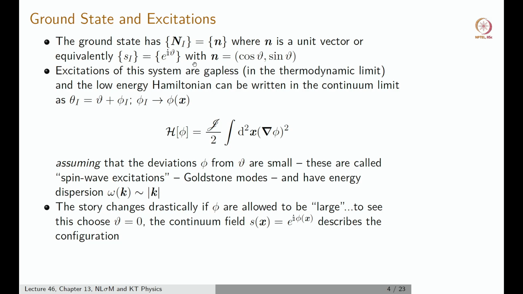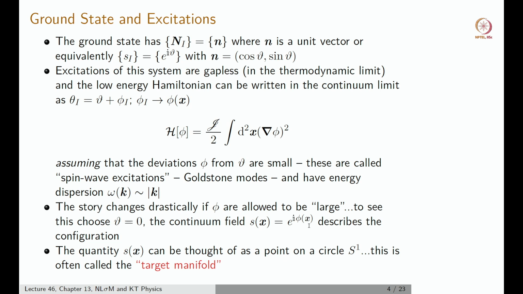So what I will do, just for simplicity, and it's not anything that is restrictive, is set this theta to 0. So I'm choosing the broken symmetry state to be along the one direction of the O(2) space. And the continuum field, any configuration, can be described by e to the i phi of x. Phi of x is the deviation from 0. You could have called it theta of x, but since we are thinking of fluctuations about the ground state, I decided to call it phi of x.